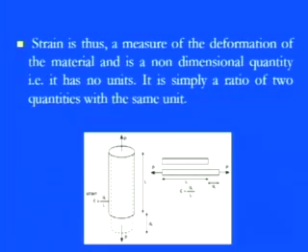Since strain is thus the measure of the deformation of material, and it is nothing but equal to delta L by L, obviously it is a non-dimensional quantity. Delta L is in millimeter, meter, centimeter or micrometer, and L also has the same unit of length, so both cancel out and it has no unit. So strain is a non-dimensional parameter, simply the ratio of two quantities of the same unit.